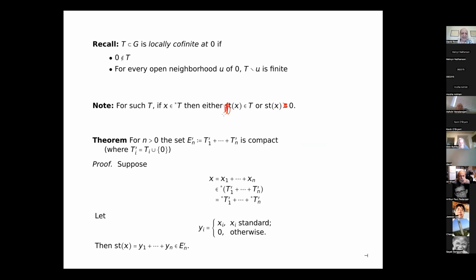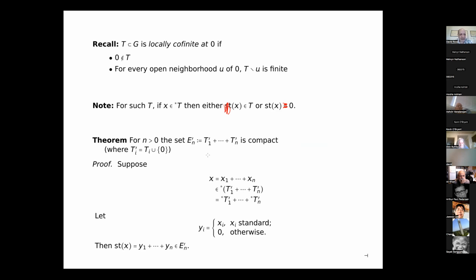Anyway, that's pretty easy to see from the definition of monad, basically the definition of the standard part being 0. So here's this theorem that I had before. If you throw 0 into each of T1 through Tn, and the T1 through Tn are locally cofinite at 0, then the sum of those things is compact. And so here's the proof.